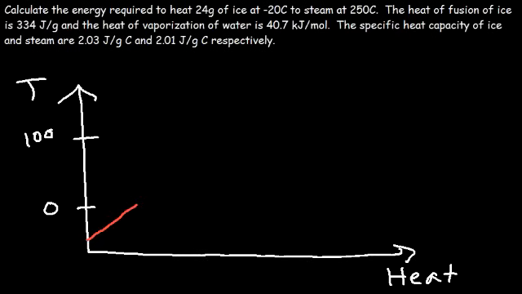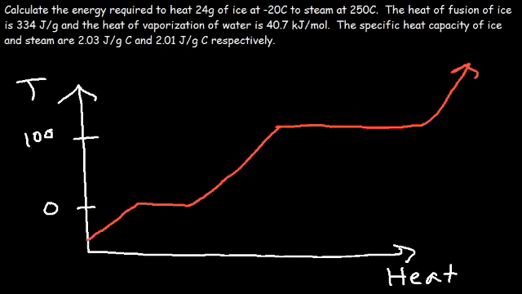Once we reach 0, ice will begin to melt. But when that happens, the temperature will remain constant. And then, once all of the ice has melted, the temperature will begin to rise once we have liquid water. And once we reach 100, water will begin to boil to steam. And then the temperature will rise again.